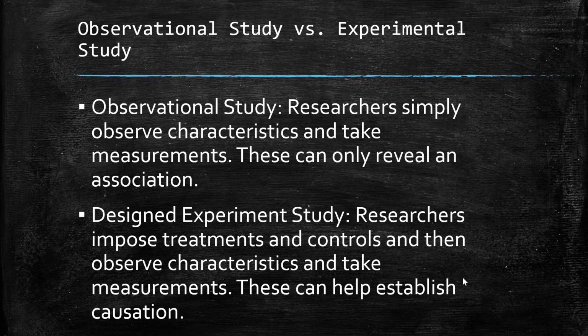I can say, it looks like if you drink coffee, you're going to be short, right? I can't force children to drink coffee in order for them to see if it's going to cause them to be short. If I could do that, if that was ethical, then I could do a designed experiment study. And that's where I would impose treatments and controls and then observe and take measurements. So this I can help establish causation.